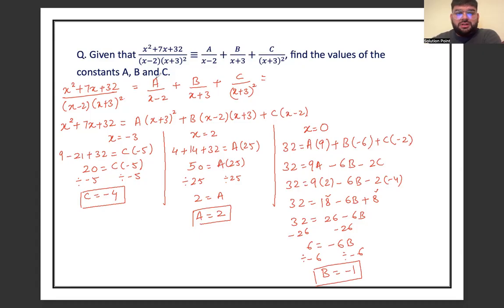So now this expression equals A over (x minus 2), which is 2 over (x minus 2). We know the value of B is minus 1, so this is minus 1 over (x plus 3). And we know the value of C is minus 4, so this is minus 4 over (x plus 3) whole squared.